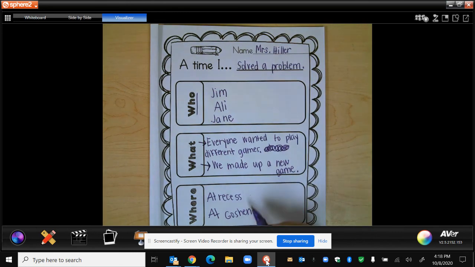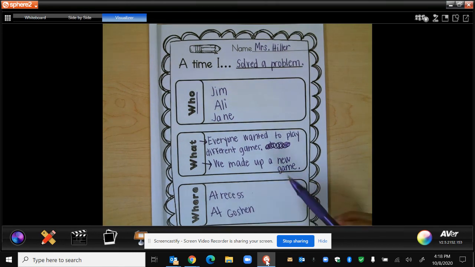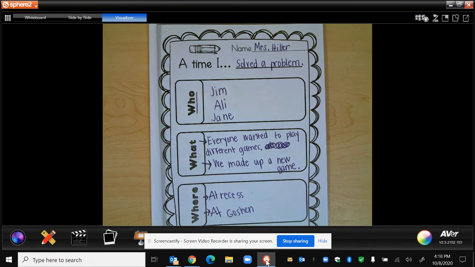And then down here at the bottom, you're going to write where this was happening, where your story was taking place. So mine, I have two. One was we were at recess, and the other was we were at Goshen. So you tell me, where was your story taking place?